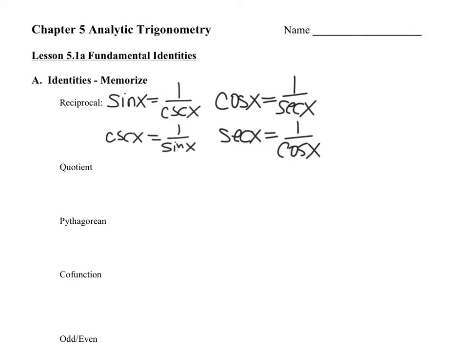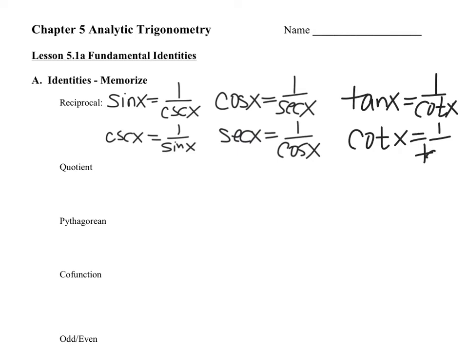All right, here we go. Tangent of x is equal to 1 over cotangent x. And cotangent of x is 1 over tangent x. So you should recognize all of those. Those are not new. If I tell you memorize those, you're like, yep, got those already.